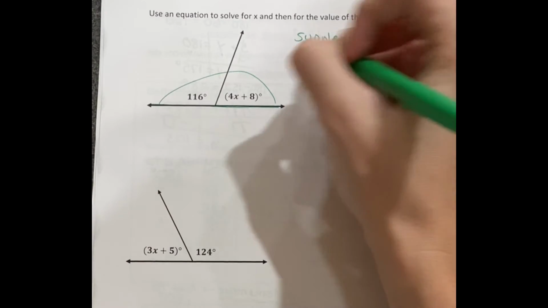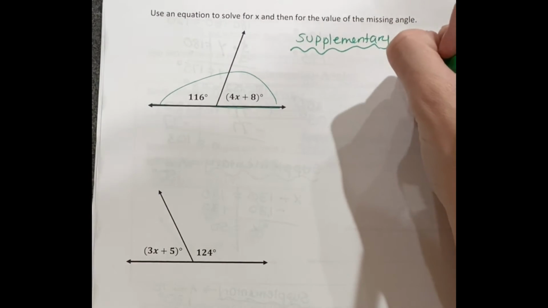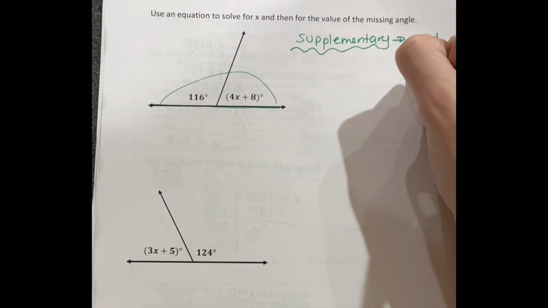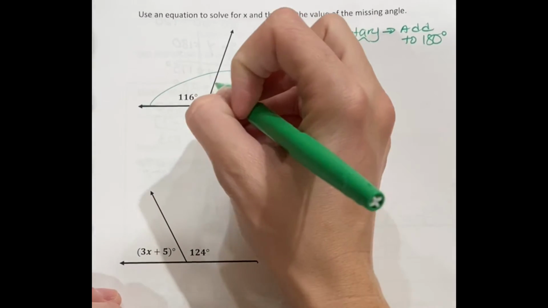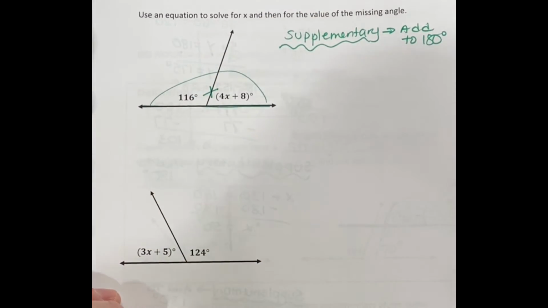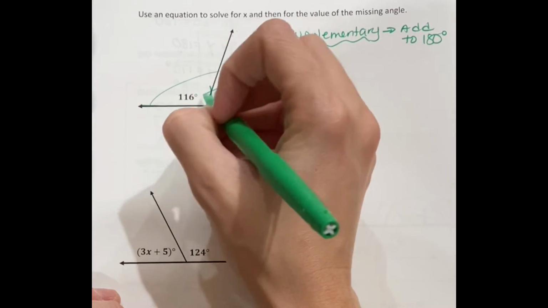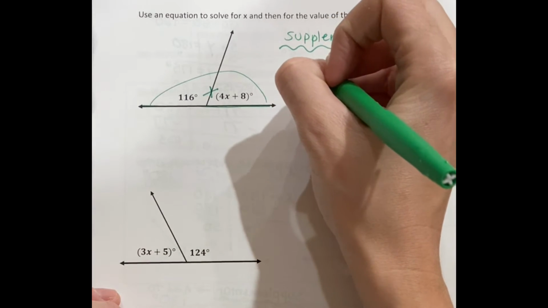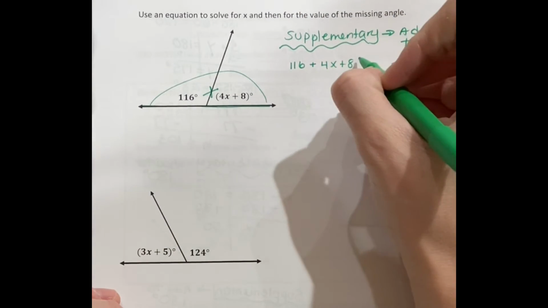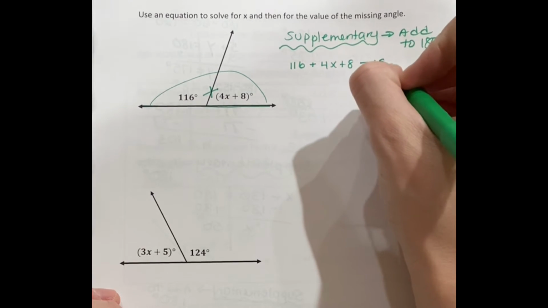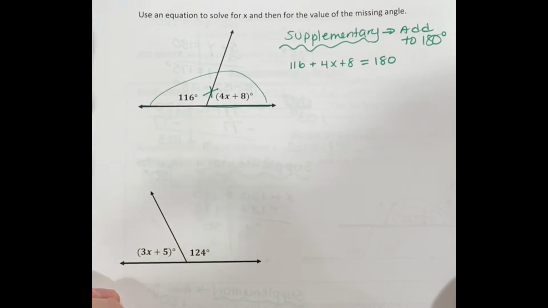And I know that supplementary angles are angles that add to 180 degrees. So that means that I need to add these angles to equal 180 degrees. So I need to take my first angle of 116 and add it to my second angle, which is 4x plus 8. And those must equal 180 degrees.